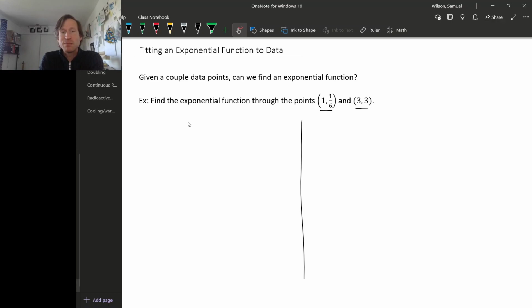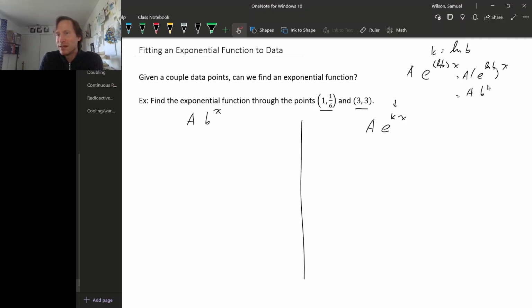So one way of writing an exponential function is some constant times a base to the x, and another way of writing an exponential function is some constant times e to the kx, and here k is some constant. You can always go from one to the other because if k is the natural log of b, then we can write a times e to the kx as a times e to the natural log b to the x, but then e to the natural log b is just b, so a times b to the x. So you can see you can always go from one to the other.